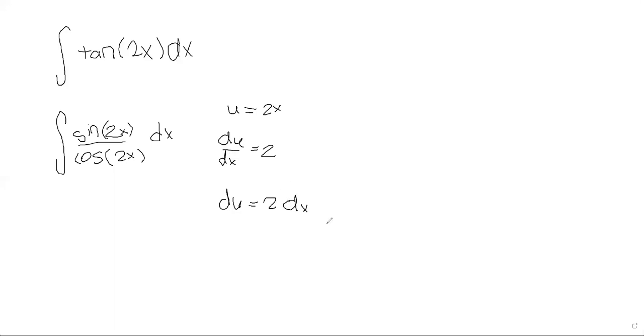The problem is we have this dx in the integral, but what we don't have is the 2. So we're going to have to take this a step further, and divide both sides of our differential equation by 2. When we do that, we get 1/2 du equals dx. And this works out really nice because we can replace dx with 1/2 times du. Makes things really easy.